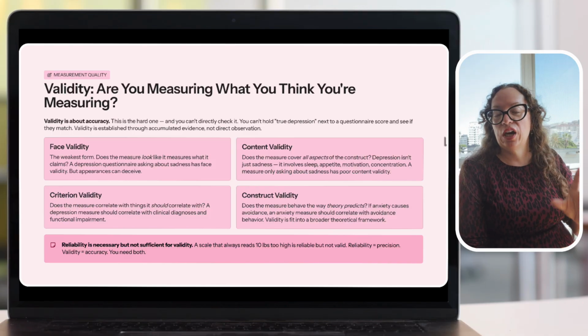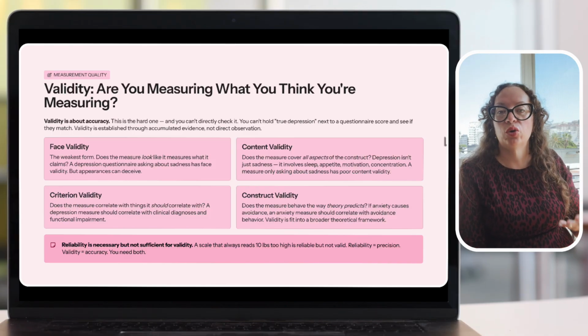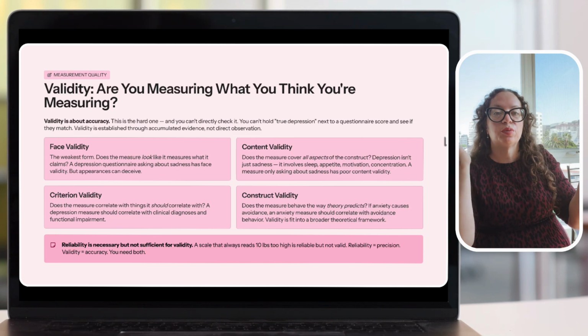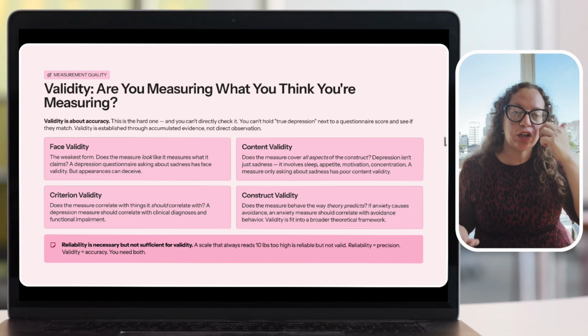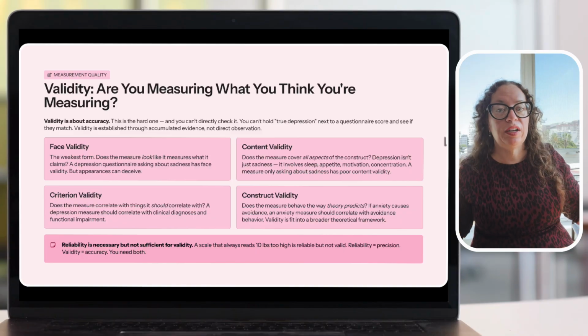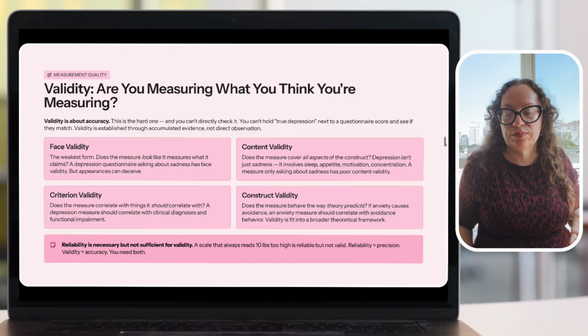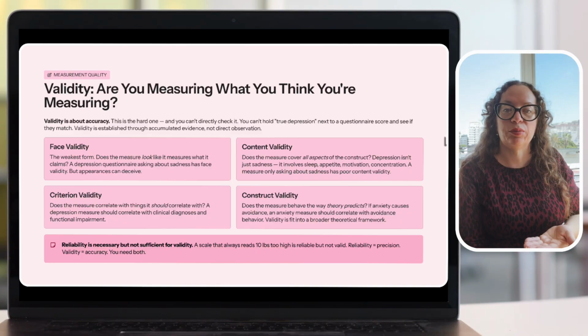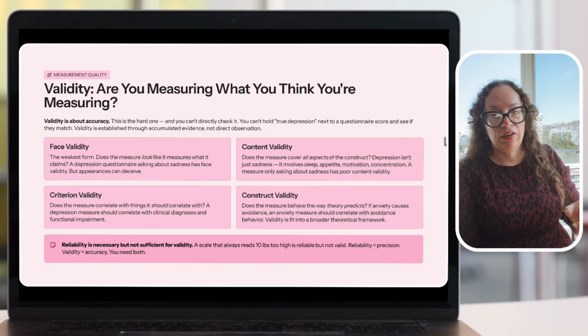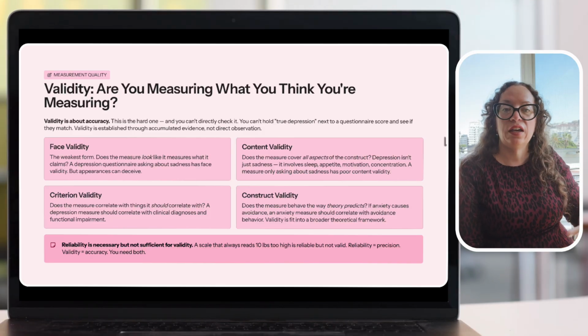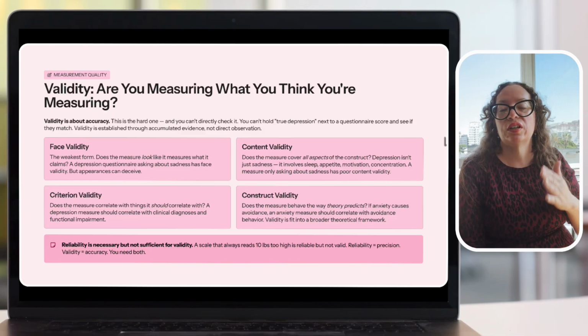Because the problem is you can't directly check validity. You can't hold up true depression next to a depression questionnaire score and see if they match. You can't compare an IQ score to actual intelligence because you don't have independent access to actual intelligence. Validity is established through evidence, not direct observation. You accumulate evidence that the measure behaves the way it should if it's measuring what it claims. You never prove validity conclusively.